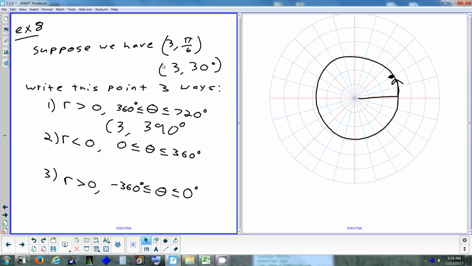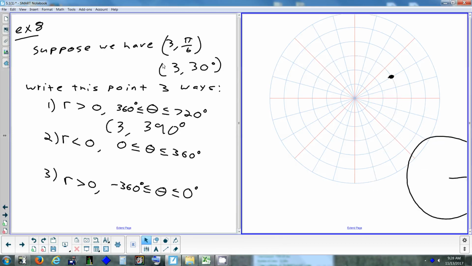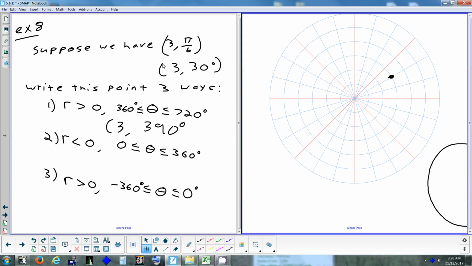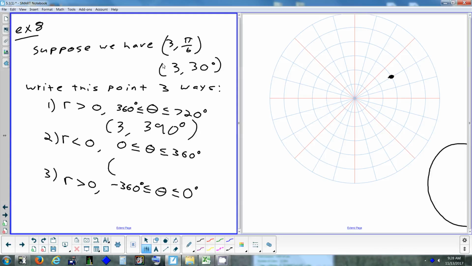Okay. Any question on that one? All right, so now let's do it again. This time they want a radius less than 0. So what does my radius have to be? Negative. Yep. So it's got to be negative.